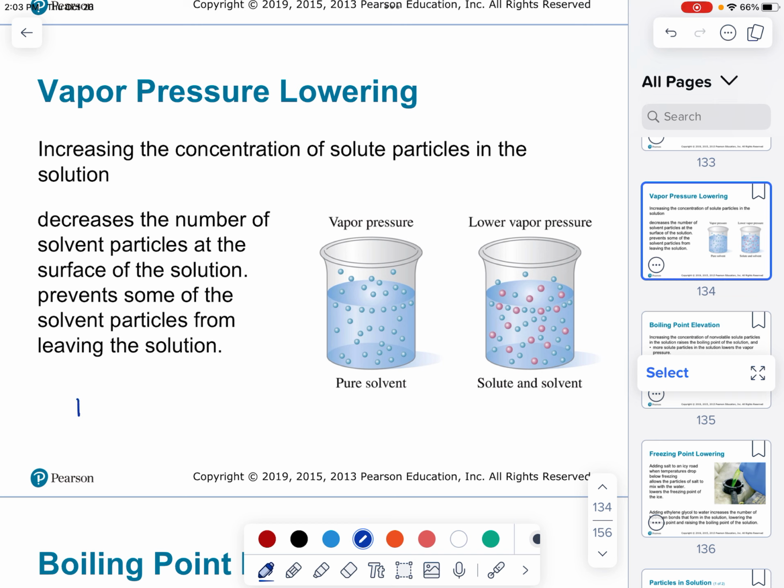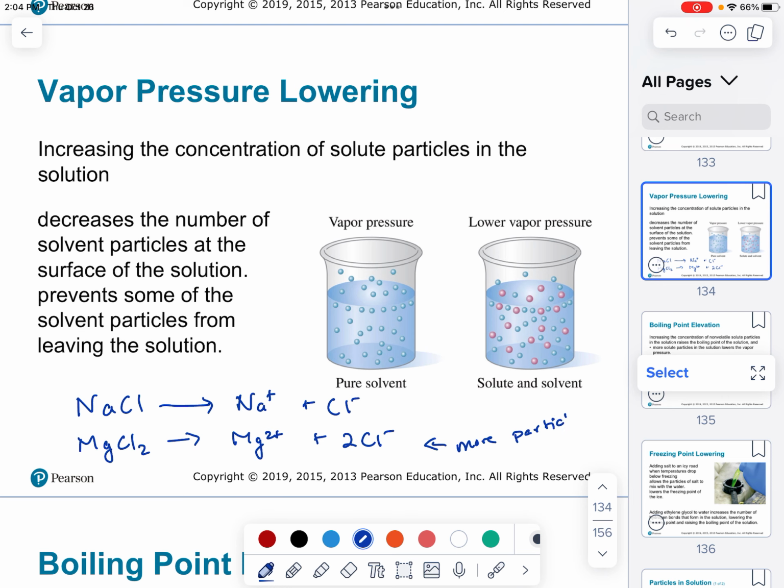So for example, if you were going to compare, when sodium chloride dissolves into solution, it breaks apart into sodium cations and chloride anions, and you get 2 particles per salt molecule. But if you were to take an equivalent molar concentration of magnesium chloride, instead of getting 2 ionic particles, you get 3. You get magnesium 2 plus and 2 chloride minus. And because there are more particles, more ions, this will have a greater impact on the boiling temperature and the freezing point.